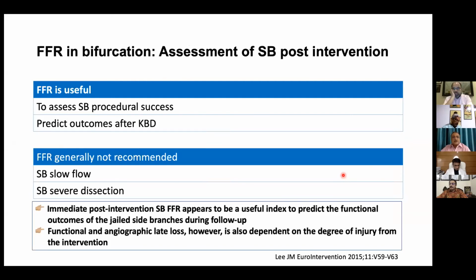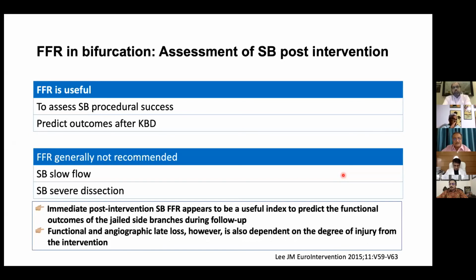So if it is significant, we do a side branch intervention, like in most of the cases, a ballooning, and we can again assess the side branch to assess the procedural success. And it also predicts the outcomes of kissing balloon dilatation. Again, it is not recommended if you have a slow flow in the side branch or severe dissection.